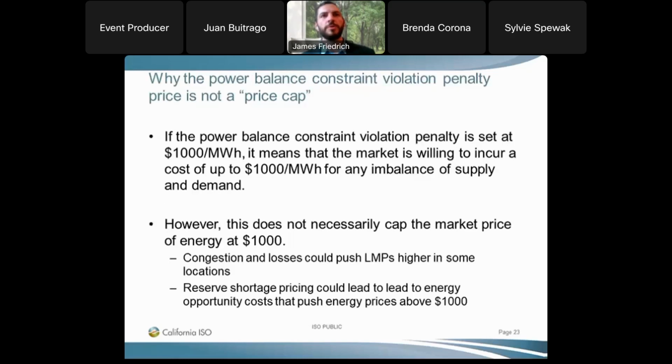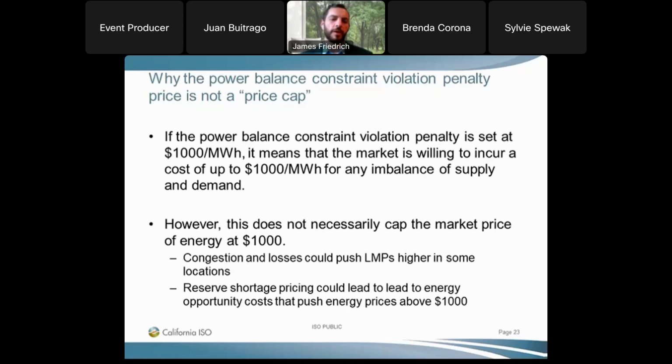So I do want to take the opportunity to talk about an often misunderstood concept about the power balance constraint violation penalty price, which is that it's not the same as a price cap. A price cap is a maximum price. Prices can go above the power balance constraint violation penalty price. All that the violation penalty price says is that, generally speaking, if we were to relax the constraint, the surplus variable takes a value of $1,000 or $2,000, depending on the condition.